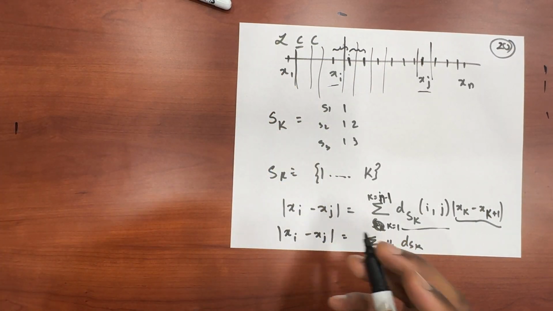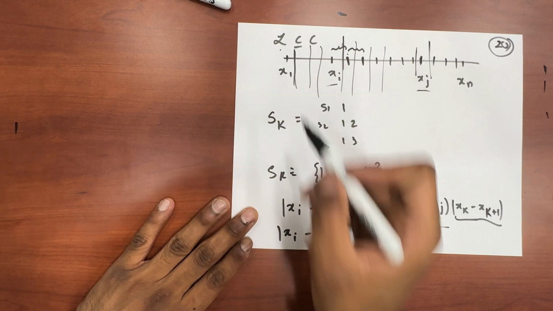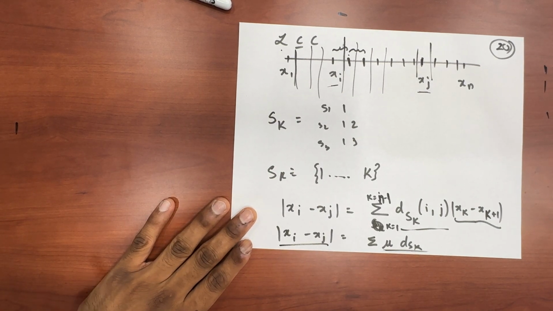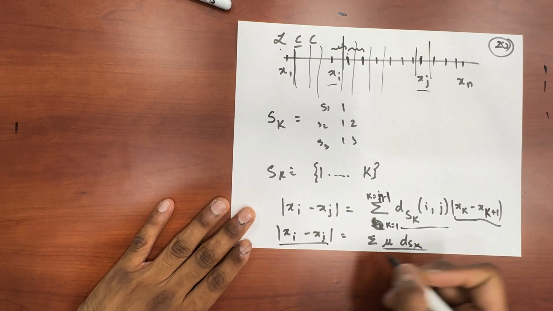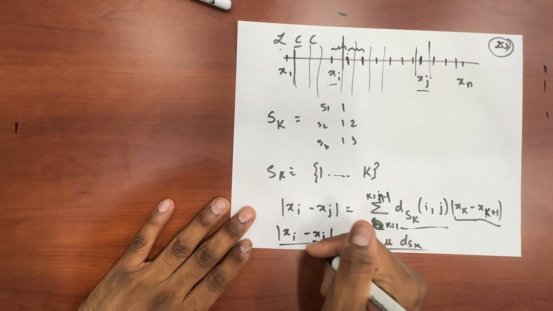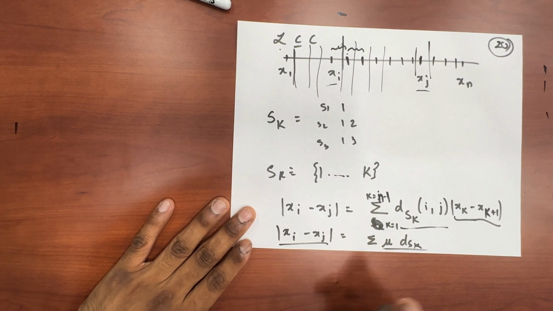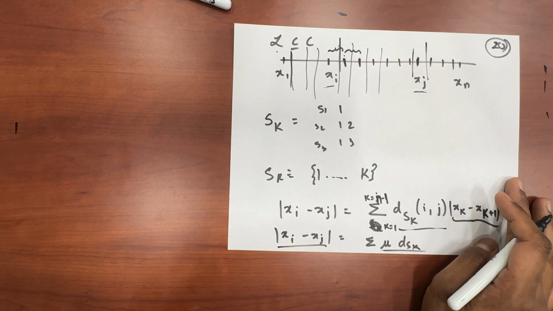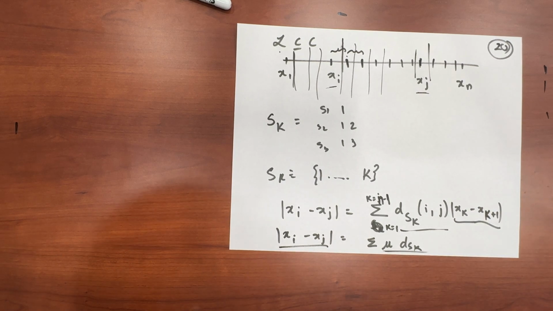So the point being, an L1 metric is a linear combination of cut metrics. So L1 is a subset of cut metrics, because when I take a linear combination of L1 metrics, all I need to do is take the mu times that of the particular, right?